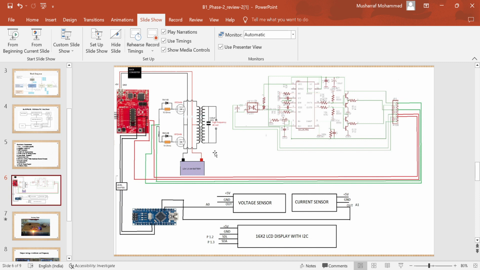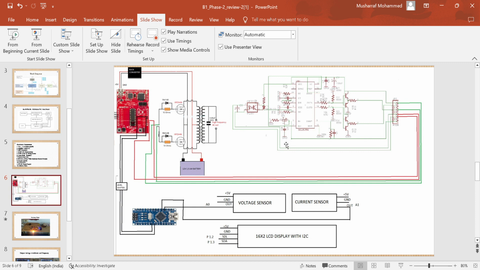The buck converter will convert 12 volts into 5 volts DC. Almost all electronic components, such as the MSP, Arduino Nano, and sensors, work on a 5 volt supply. So we used a buck converter. A 12 volt DC supply is converted into a 5 volt DC supply through the LM2596 buck converter.